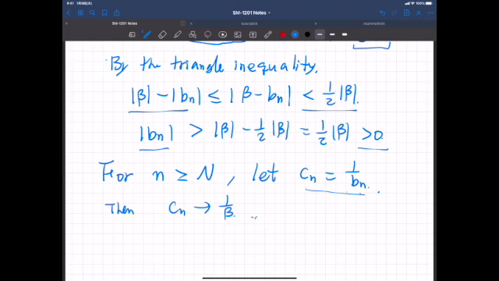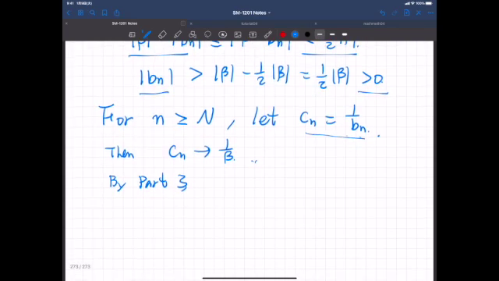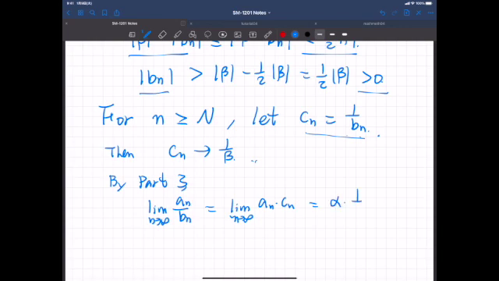Okay, so if this is the case, then by part 3, we have the limit of an over bn as the limit of an times Cn, which is alpha times 1 over beta, which is alpha over beta. And we are done.